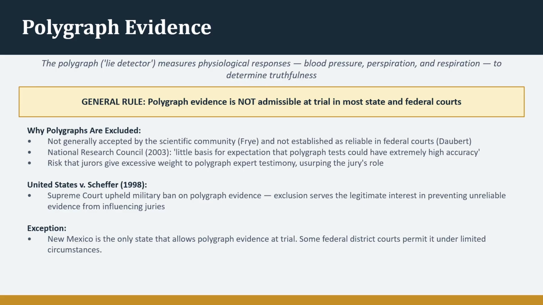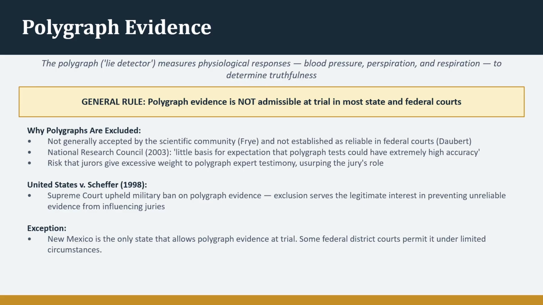A trained examiner reviews the physiological record and offers an opinion about whether the subject's answers were truthful or deceptive. The general rule across virtually all states and federal courts is that polygraph results are not admissible at trial. The technique fails under both the Frye and Daubert standards. Under Frye, the scientific community has not accepted polygraph testing as reliably valid. The field remains deeply divided. Under Daubert, independent judicial evaluation of the research leads to the same conclusion. There's insufficient basis for confidence in the test's accuracy.